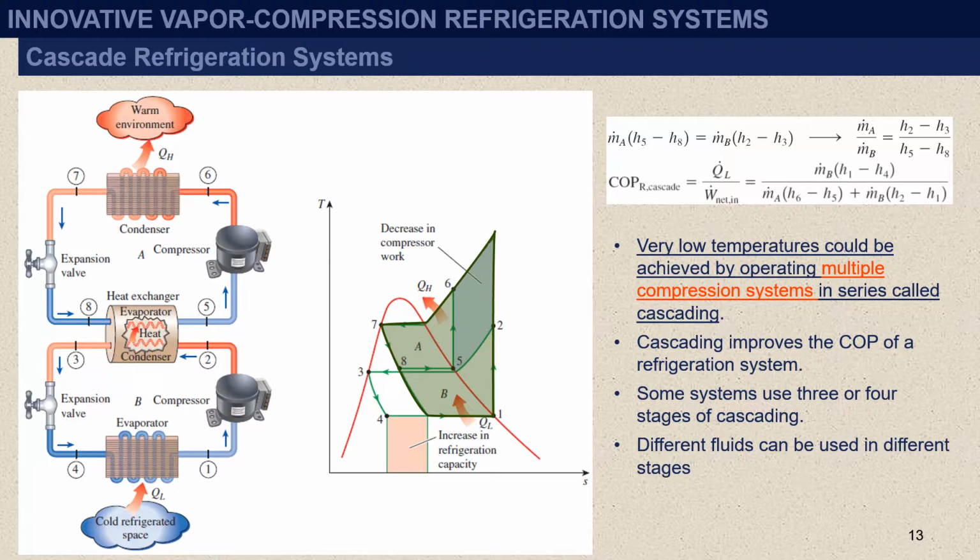It is evident from the T-s diagram that the compressor work decreases and the amount of heat absorbed from the refrigerated space increases as a result of cascading. Therefore, cascading improves the coefficient of performance of a refrigeration system. Some systems use 3 or 4 stages of cascading.